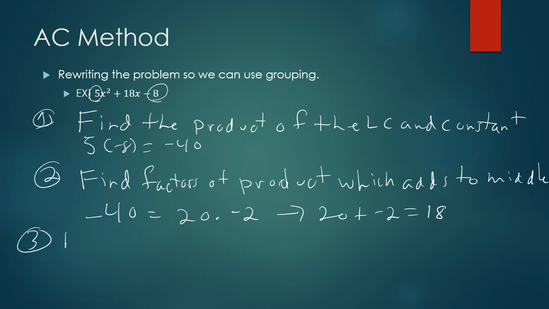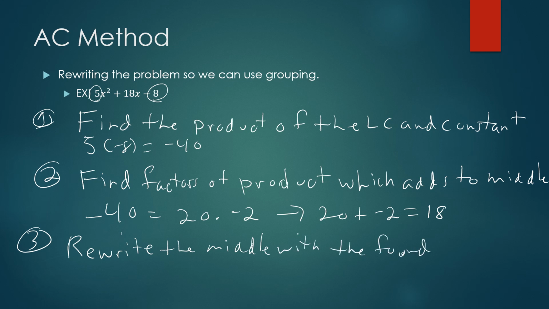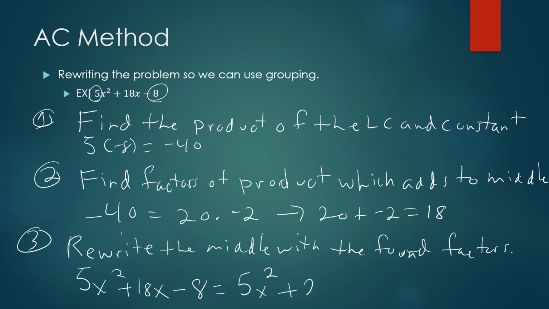So third, we're going to rewrite. Let's go a little slower. Rewrite the middle with the found factors. In other words, my 5x squared plus 18x minus 8 is going to be rewritten as 5x squared plus 20x minus 2x minus 8.